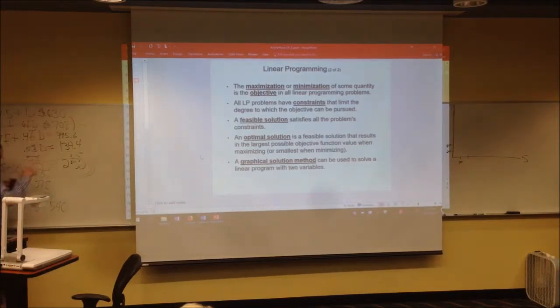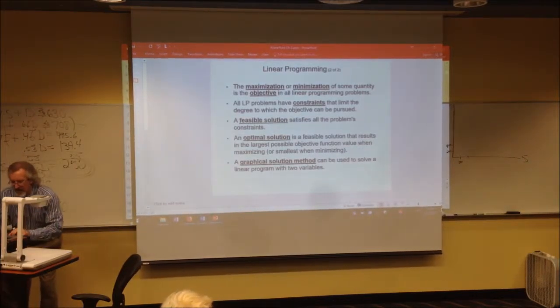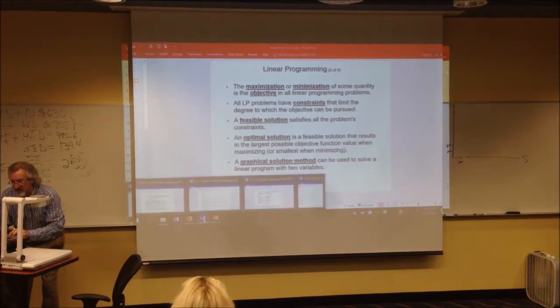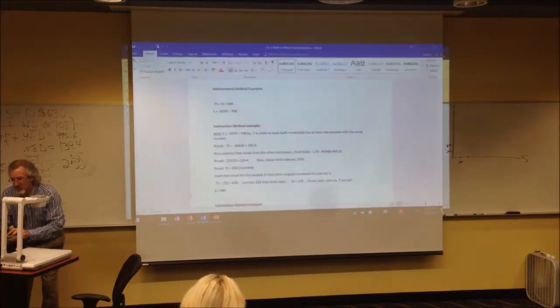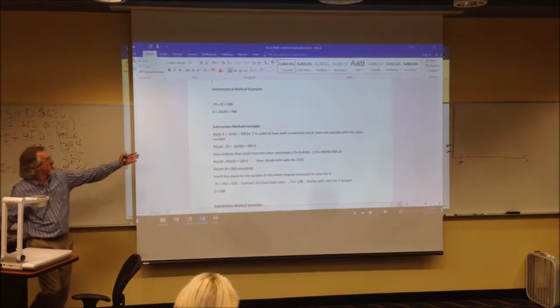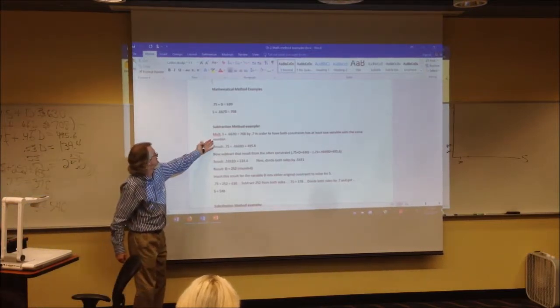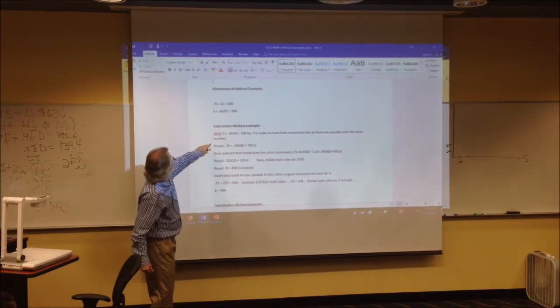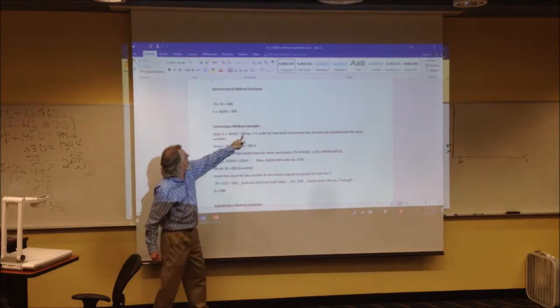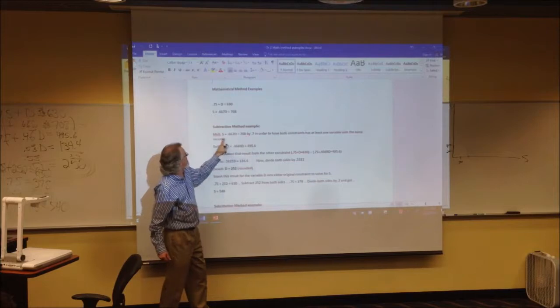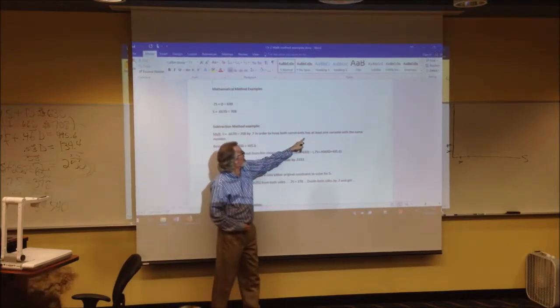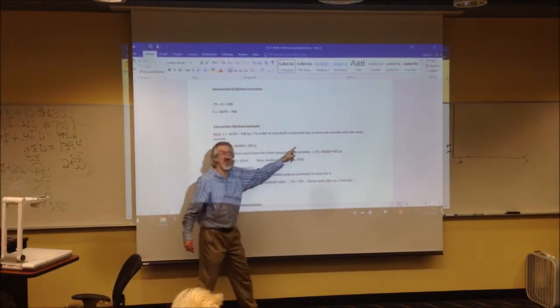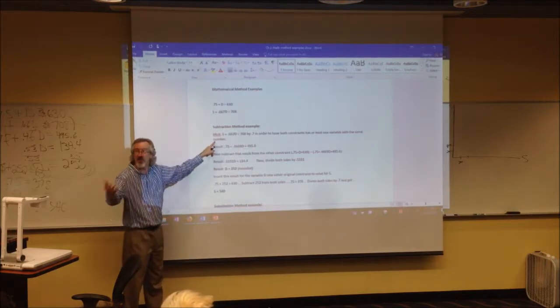What you just learned, and if you take the time, here's the subtraction method. What did I do here? Multiply this equation by 0.7, in order to have both constraints with at least one variable the same. So when you subtract, it will eliminate it.